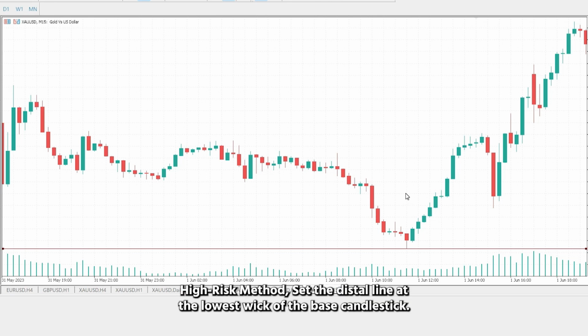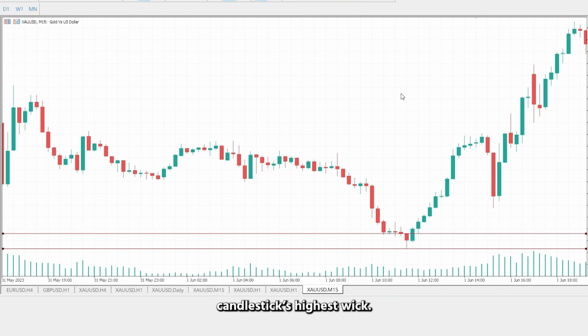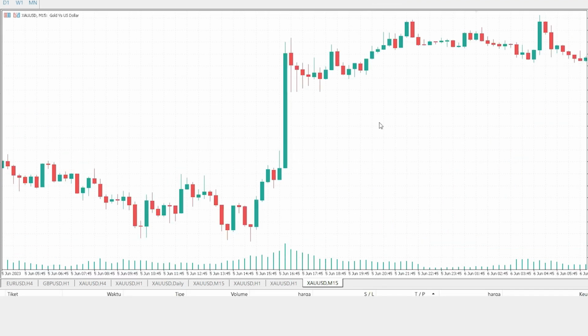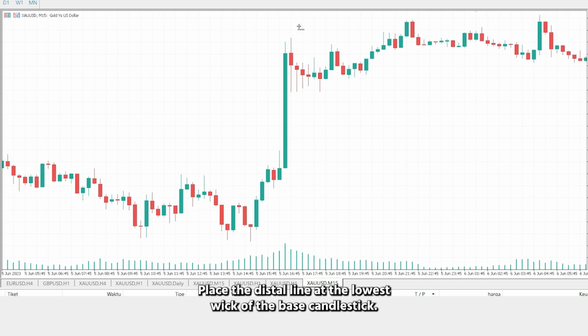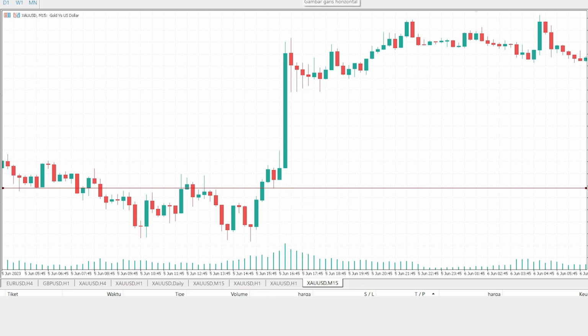High risk method. Set the distal line at the lowest wick of the base candlestick, and then position the proximal line at the base candlestick highest wick. Low risk method. Place the distal line at the lowest wick of the base candlestick and then position the proximal line at the base candlestick body's low.